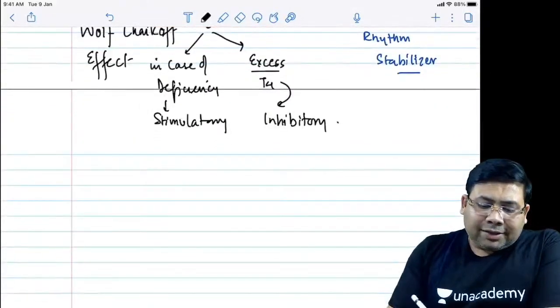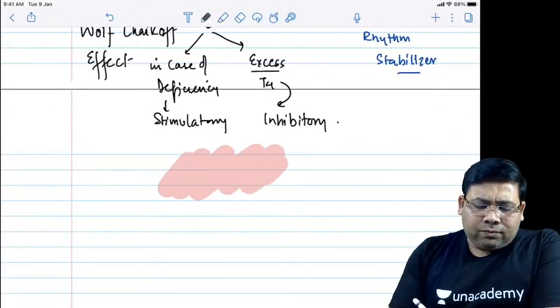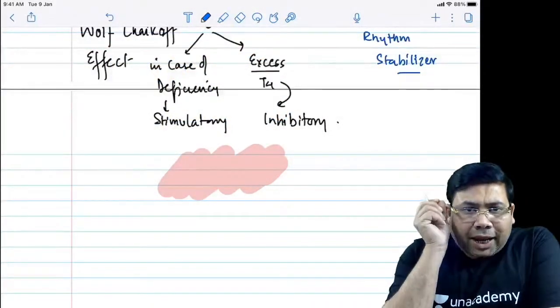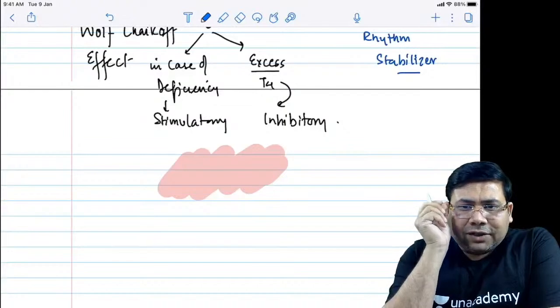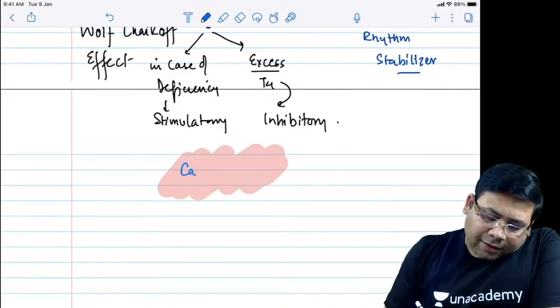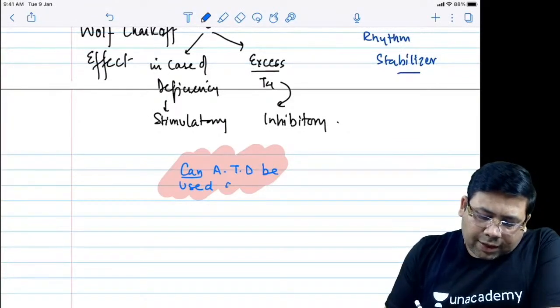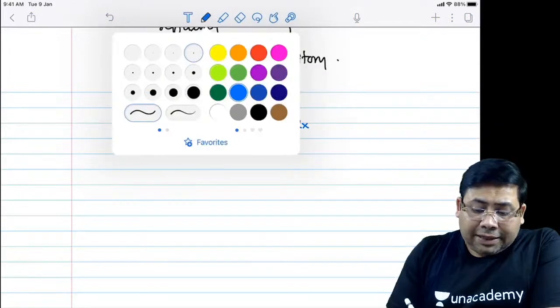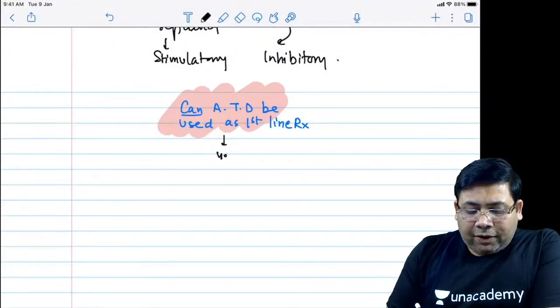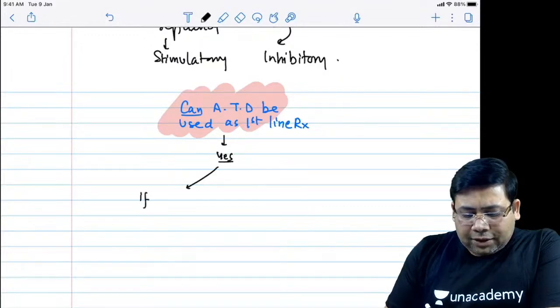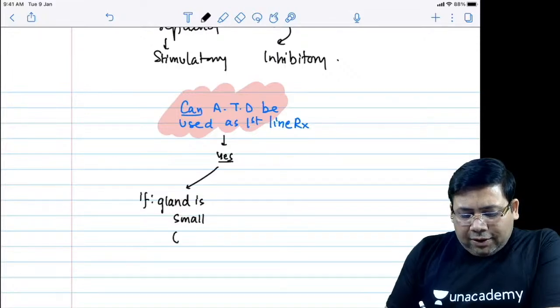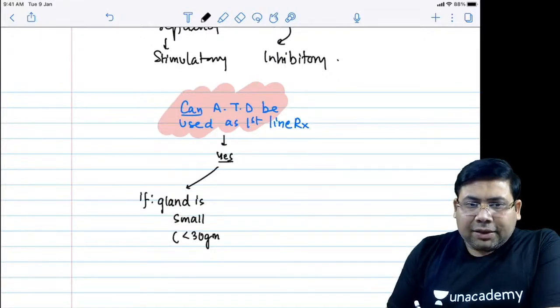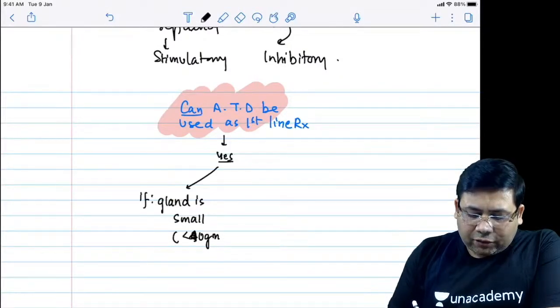Are you getting this? Next, one student is saying, sir, I want to ask you, can we use antithyroid drug as a first line therapy? Can it be used? Answer is yes. And when? If the gland is small. What do you mean by gland is small? Less than 30 grams, basically less than 30 or 40 grams.